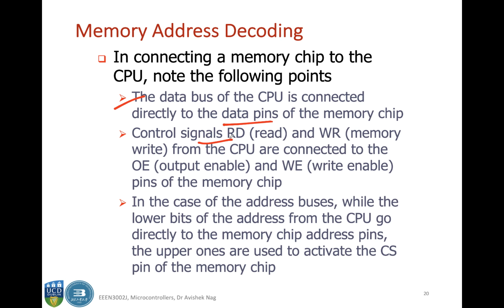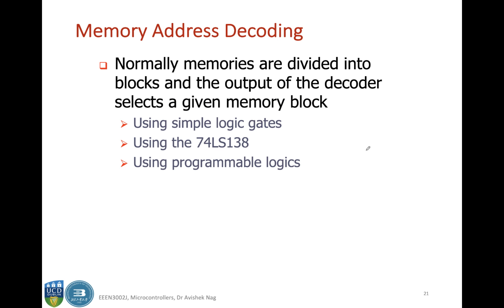The control signals read and write from the CPU are connected to the output enable and the write enable. In the case of the address buses, the lower bits of the addresses from the CPU go directly to the memory chip. The upper ones are used to activate the CS pin of the memory chip.